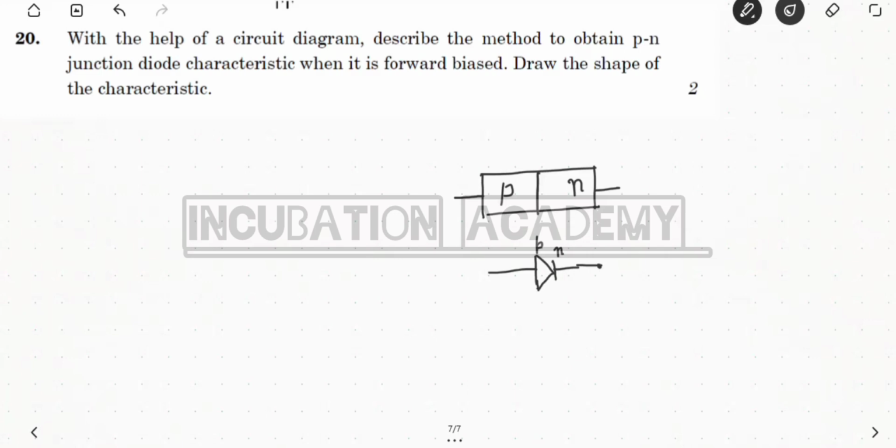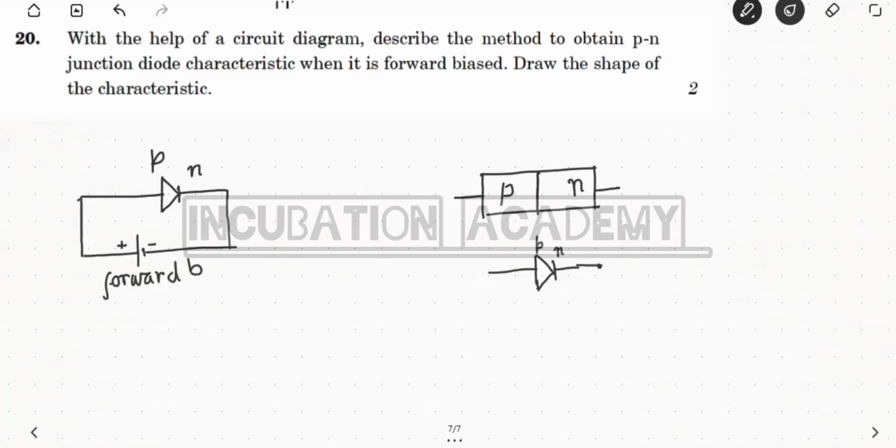Now, what is forward bias? Let us draw the p-n junction diode first. Forward bias means you connect the p side, the positive side, with the positive terminal of the battery, and the negative side, the n side, to the negative terminal of the battery. Then we can say this p-n junction diode is forward biased. This is the circuit of the forward biased p-n junction diode.